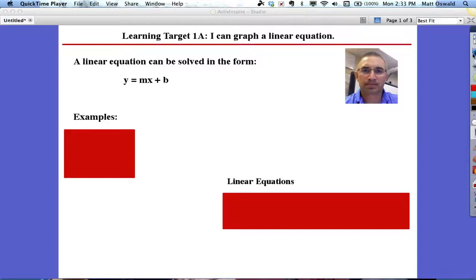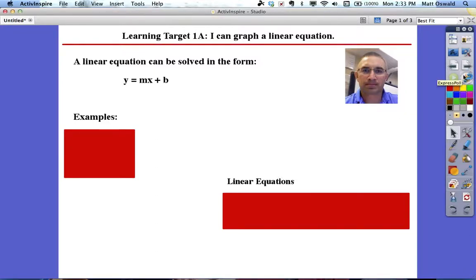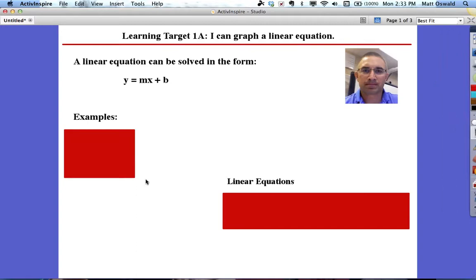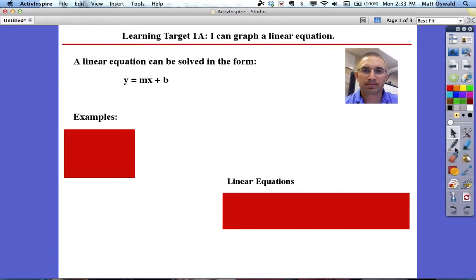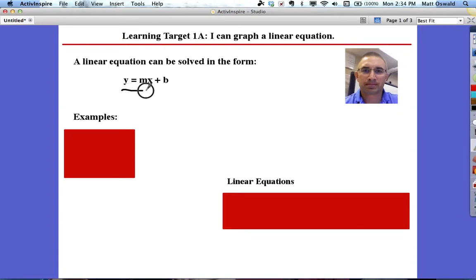Graph linear equations. A linear equation, in order to be graphed, has to be in the appropriate form. The best form we have for graphing a linear equation is the form y equals mx plus b.